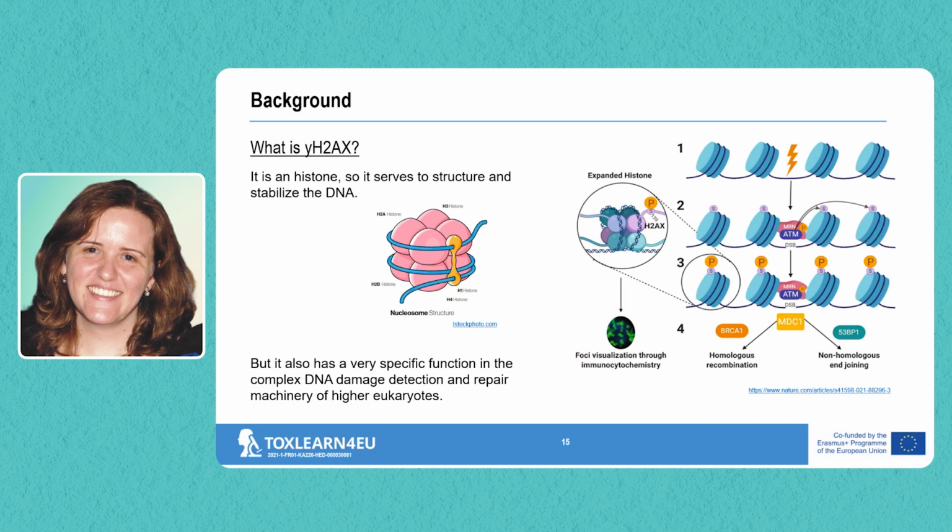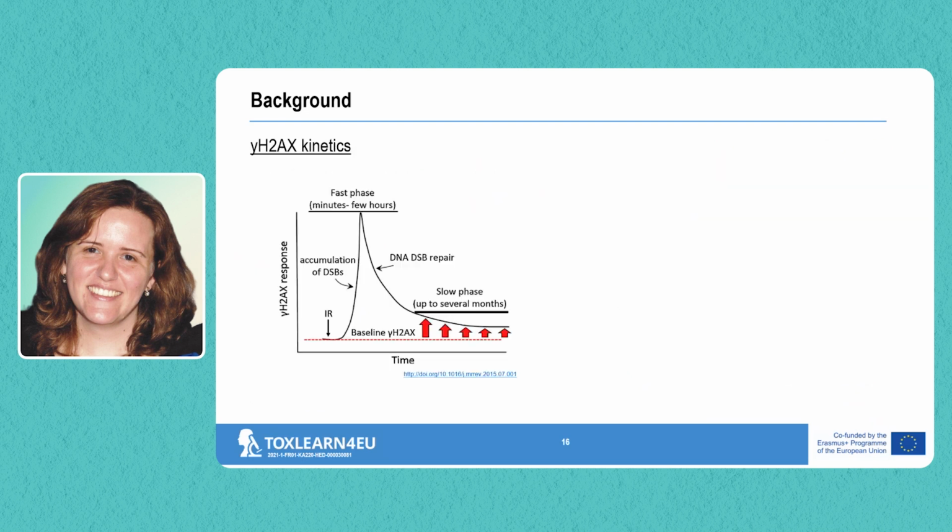What happens is, when you have a double strand break, the histone will get phosphorylated in a specific amino acid, serine, at position 139. That will pretty much signal to the cell that there is a double strand break in that position, and the machinery of the cell gets recruited to initiate DNA repair.